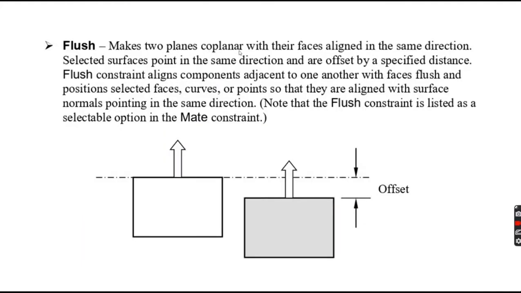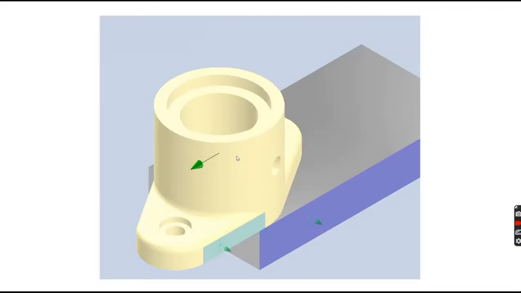Flush makes 2 planes coplanar with their faces aligned in the same direction. Selected surfaces point in the same direction and are offset by a specified distance. Flush constraint aligns components adjacent to one another with faces flush and positions selected faces, curves, or points so that they are aligned. Well, we'll see that. Note the flush constraint is listed as a selectable option under the mate constraint. Okay, so for example, I could take this part here and make this edge flush with that edge right there.